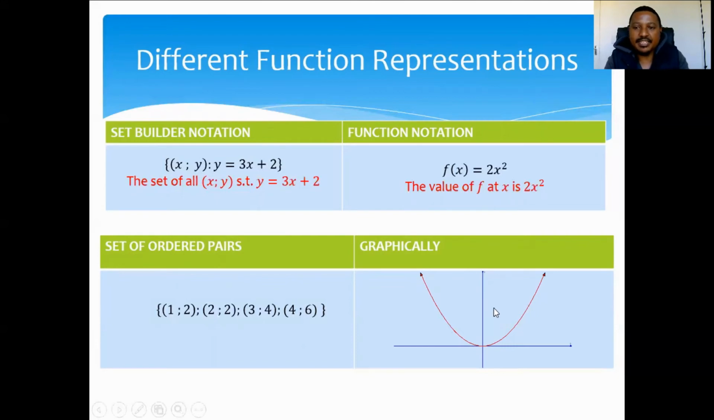The other one that I didn't include in this slide is the verbal way of representing a function. You can also say your function verbally. You're not restricted to use only these 4.